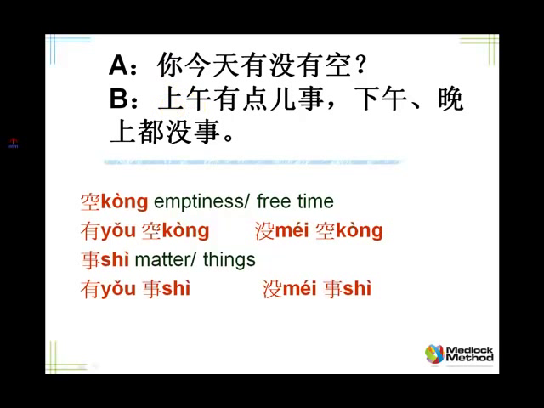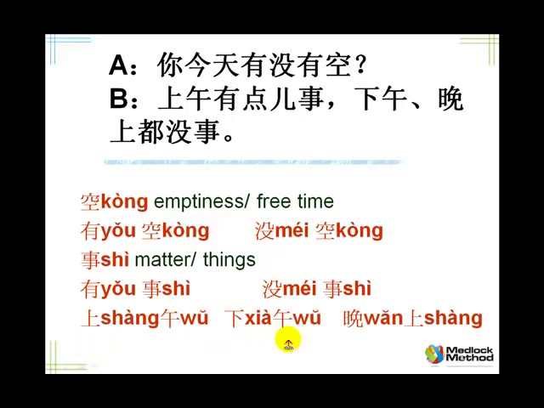上午, Michael, what is that? If I remember correctly, it's above noon. That's right. So that will be morning time, is that correct? That's right. And afternoon would be below morning time, and below is 下, so 下午. And evening? That is above late, isn't it? That's right. That's 晚上. 上午,下午,晚上. And here, 都, two periods of time. So you need 都 there. So this afternoon and the evening, both nothing to do. All right, repeat after us, please.